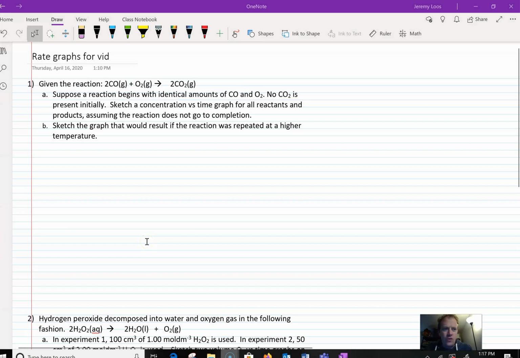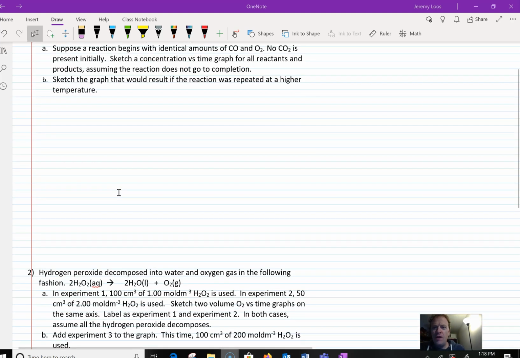Okay, so in these questions, what we need to do is think really carefully about what information is being presented, what we're being asked to graph. By the way, when you see the word sketch in the IB circles, what that means is it doesn't necessarily need to be quantitative, but we should probably have the axes labeled and things like that, and it's just more about the general shape. Okay, so suppose the reaction begins with identical amounts of CO and O2. No CO2 is present initially. Sketch a concentration versus time graph for all reactants and products, assuming the reaction does not go to completion.